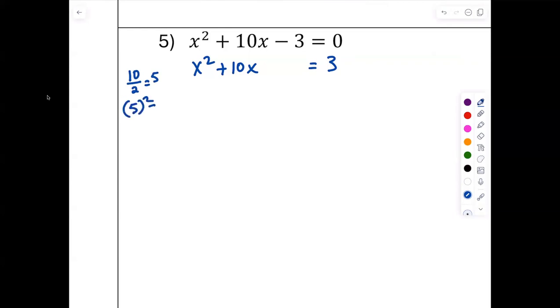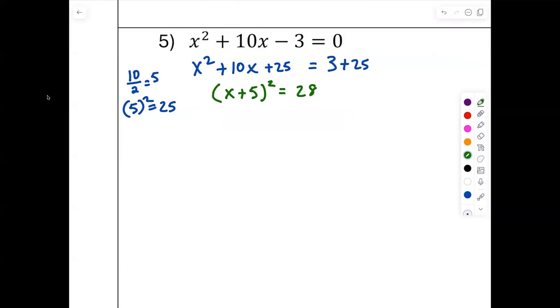Now what do I do with 5? Square it. What's 5 squared? So that's what I'm adding. I add 25. Now it always factors to whatever the half was. What was the half? 5. X plus 5 squared equals, what's 3 plus 25? 28.